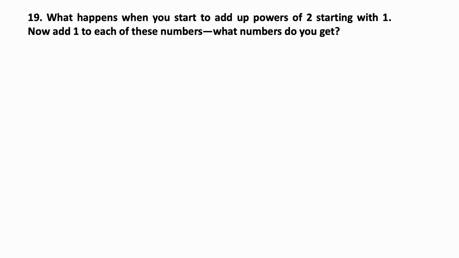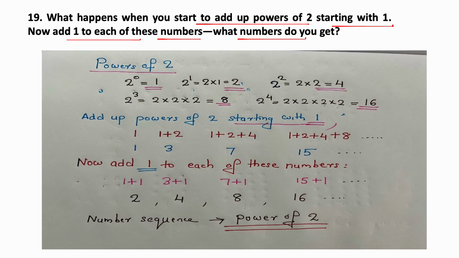What happens when you start to add up powers of 2 starting with 1? Now add 1 to each of these numbers. What numbers do you get? So, we have to write the powers of 2 first. Powers of 2: 2 raised to 0 is 1, 2 raised to 1 is 2, 2 raised to 2 is 4, 2 raised to 3 is 8, 2 raised to 4 is 16. These are powers of 2.